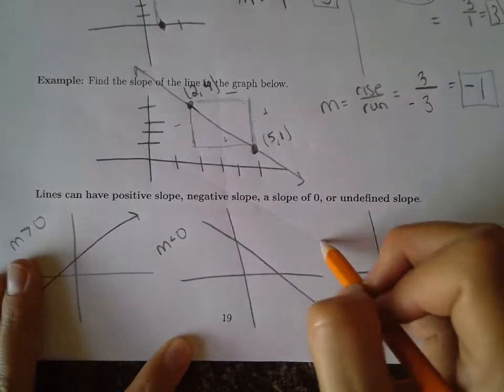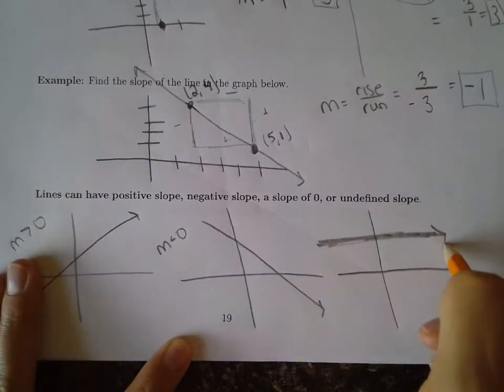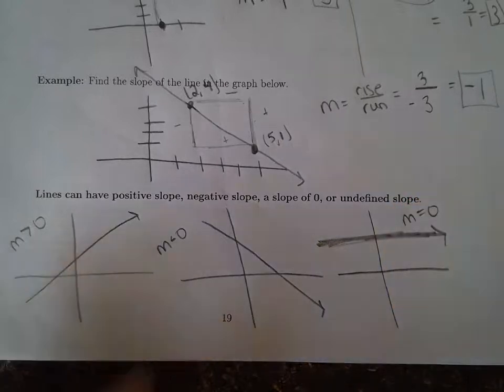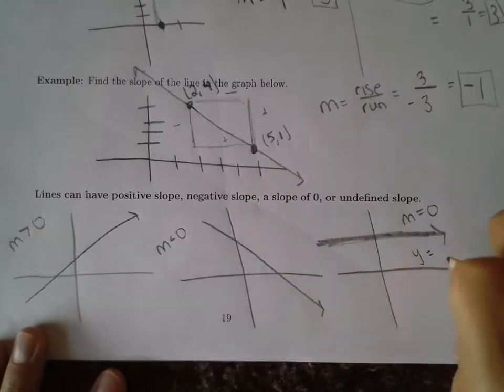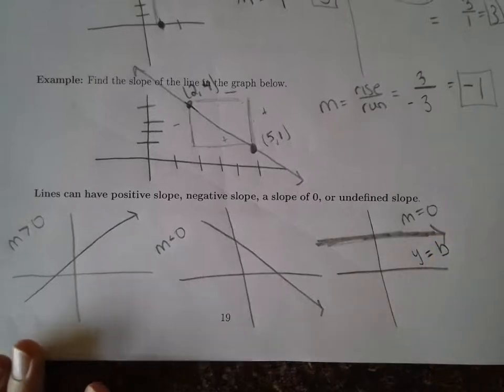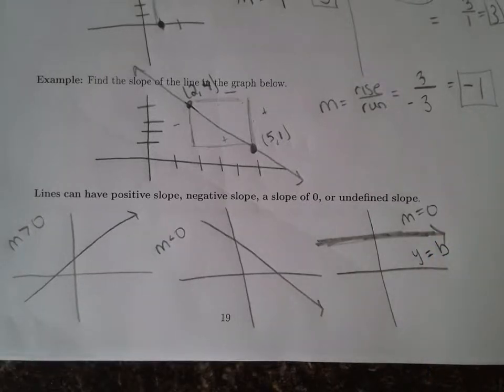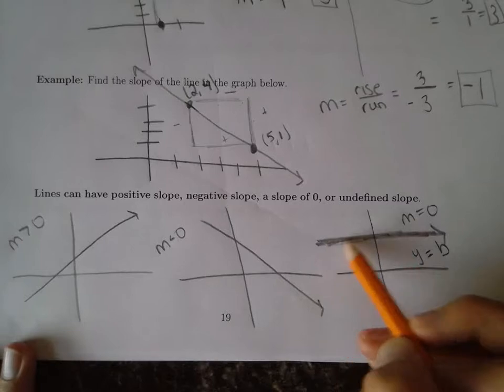Slope equal to 0, you're going to have a horizontal line, which we already went over. You're not going to have an x value, so your equation is going to look something like this, y equals b, so it's going to be y equals 4, y equals negative 20. It's a horizontal line.